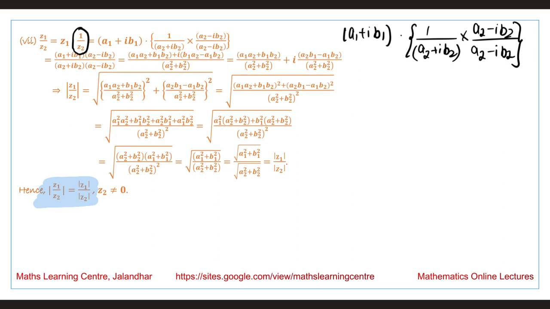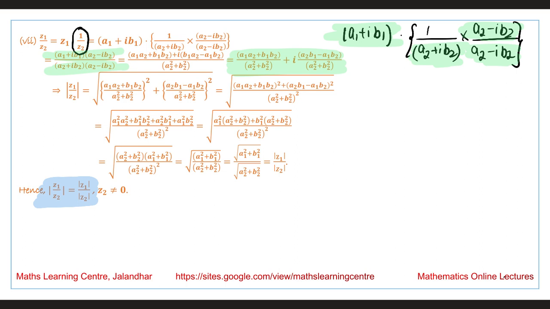b2. If we multiply these terms, we obtain the answer in the form shown over here. We have multiplied these terms: this is the numerator part, a1 plus iota b1, a2 minus iota b2, and the denominator is a2 plus iota b2, a2 minus iota b2. When we multiply these terms, we get the answer in this form.